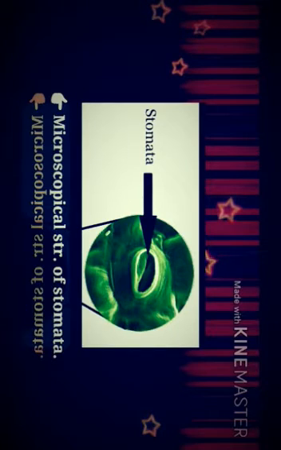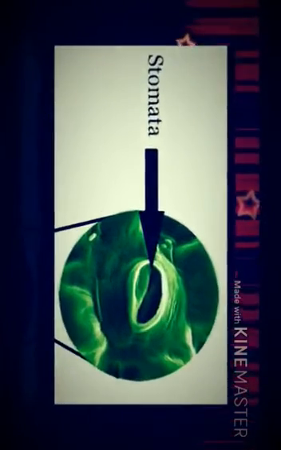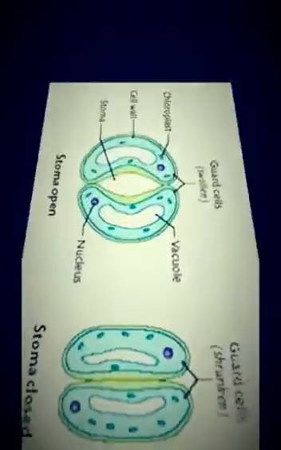First point: there are a large number of teeny pores called stomata present on the surface of the leaves of a plant. Okay, what is a stomata? Teeny pores. Nice, good.